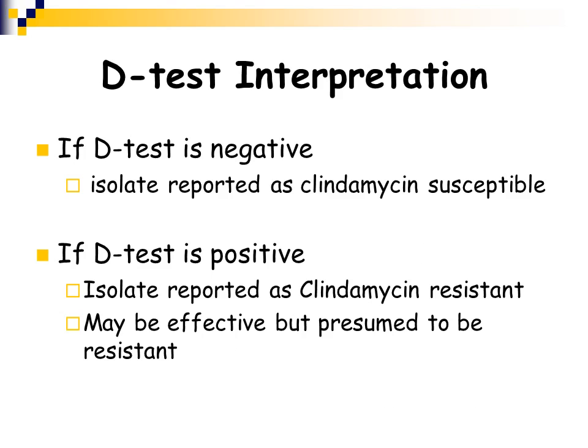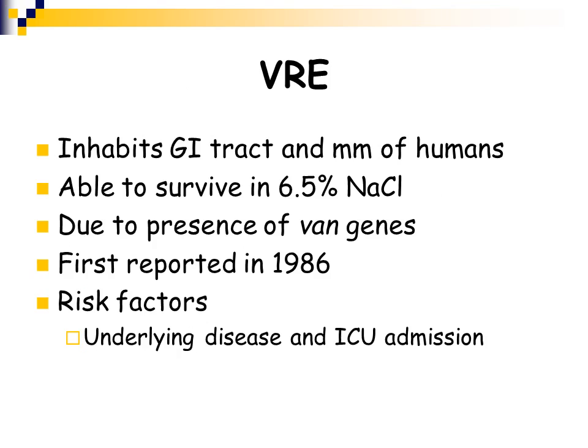So if the D-test is negative, you get a circular zone around the clindamycin disc, it's clindamycin susceptible. If the D-test is positive, you get that blunting, you report as clindamycin resistant. So even though for that strain, clindamycin may in fact be an effective antimicrobial agent, you don't want to treat this strain with clindamycin because you're just going to develop clindamycin resistance.